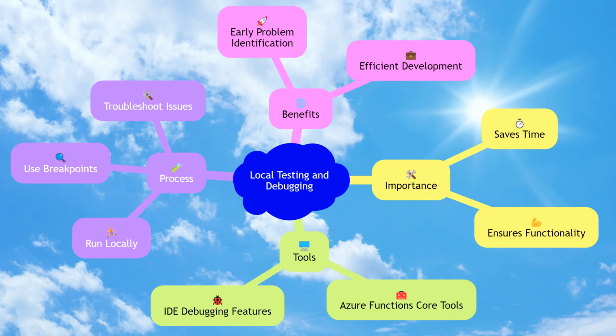Testing and debugging your functions locally is a crucial step before deploying them to Azure. The Azure Functions core tools provide a local runtime environment that simulates the Azure Functions runtime. This allows you to run and test your functions on your local machine. Use breakpoints and debugging features in your IDE to troubleshoot issues and ensure your functions behave as expected. Local testing helps identify and resolve problems early in the development process, saving time and effort.